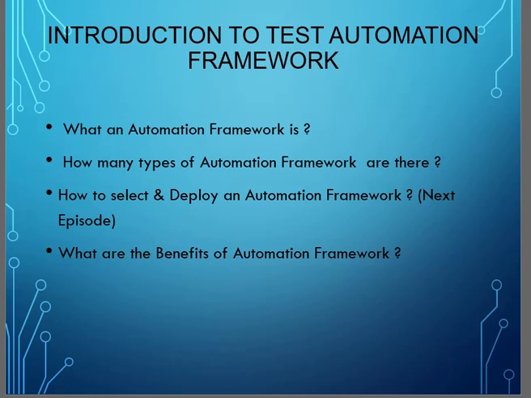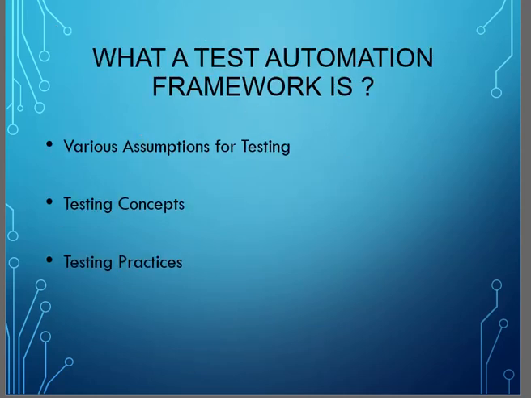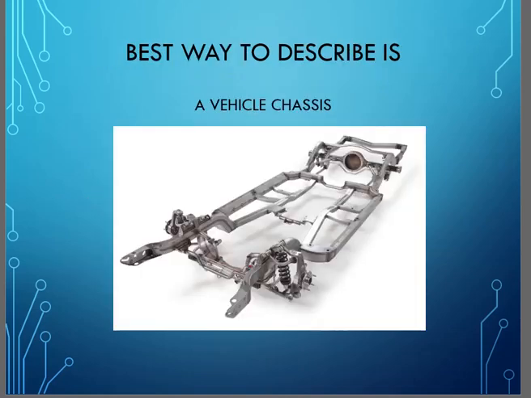So next, the big question: what is the test automation framework? I will give you an example right away. I will go to the next slide, then come back. The best way to describe a test automation framework is like a vehicle chassis. Why I chose this image, I will tell you. If you see a complete, full-fledged vehicle, you can sit in it, drive it, and make use of it. But the chassis underneath is the main core integral part of it.